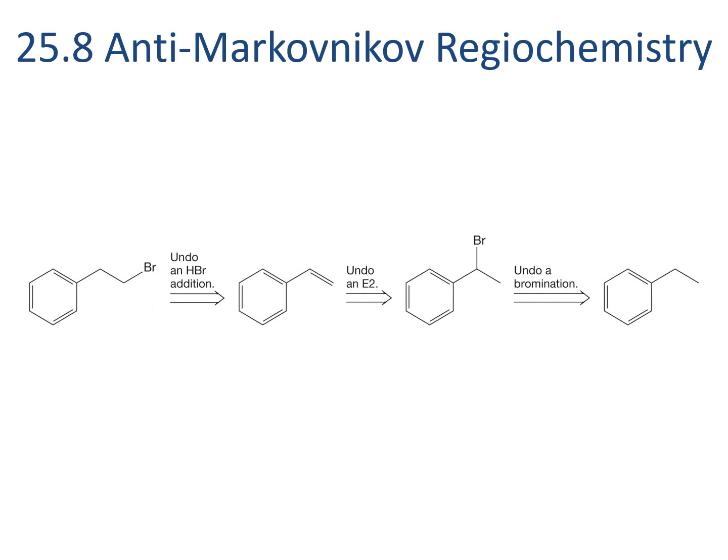Another indicator is anti-Markovnikov regiochemistry. Again, this is not the only way to form anti-Markovnikov products, but it is fewer steps and works well for simple molecules. Notice in this scheme, the last arrow also represents a radical reaction. Installing halogens on benzylic positions is one of the more straightforward forms of a radical halogenation.